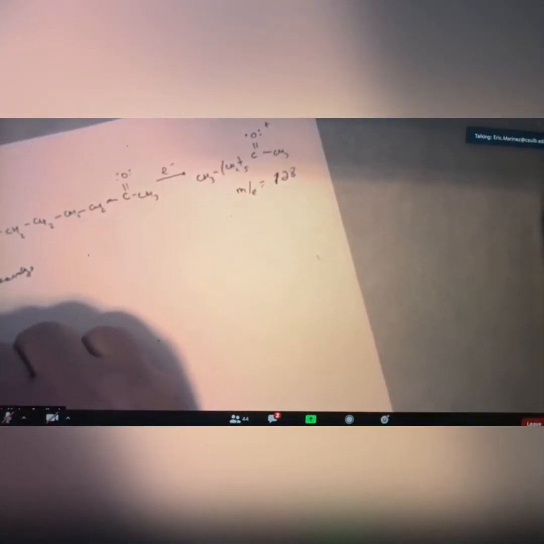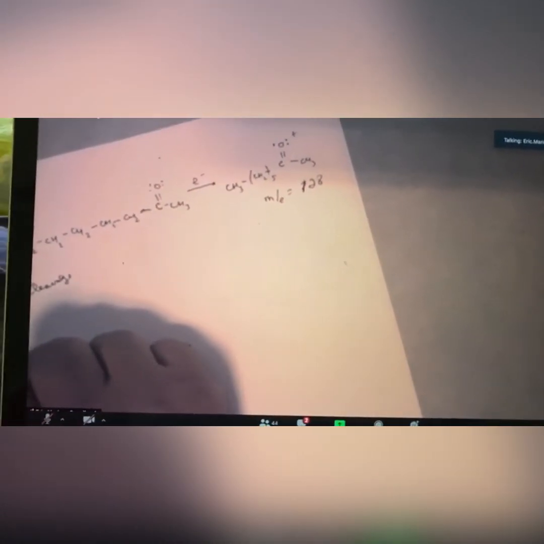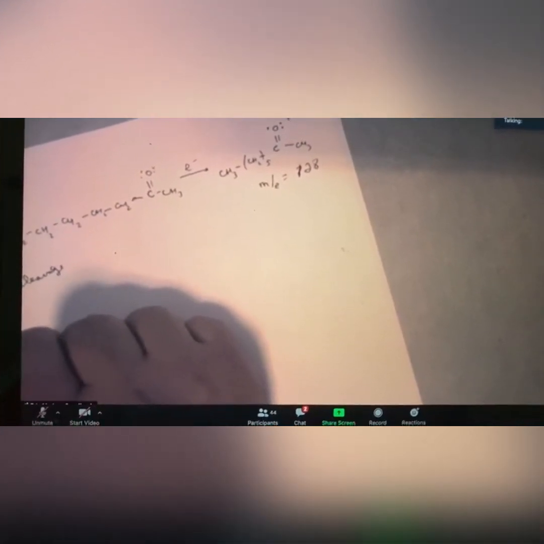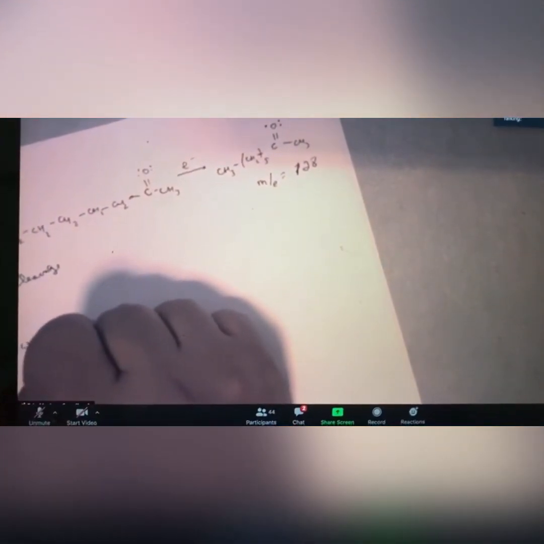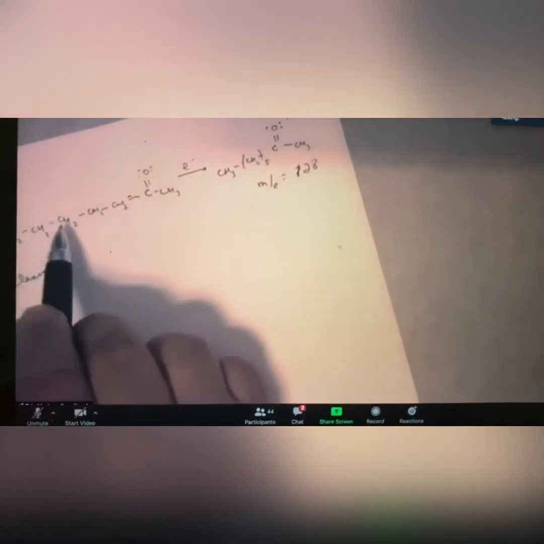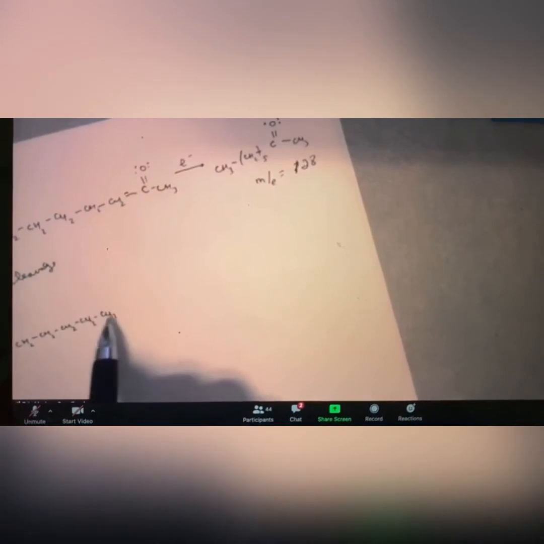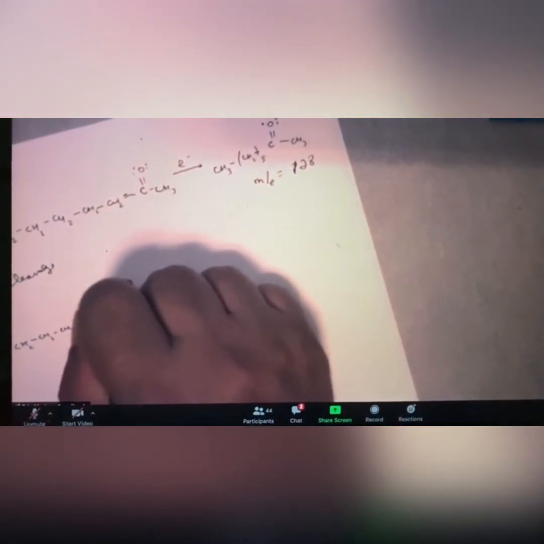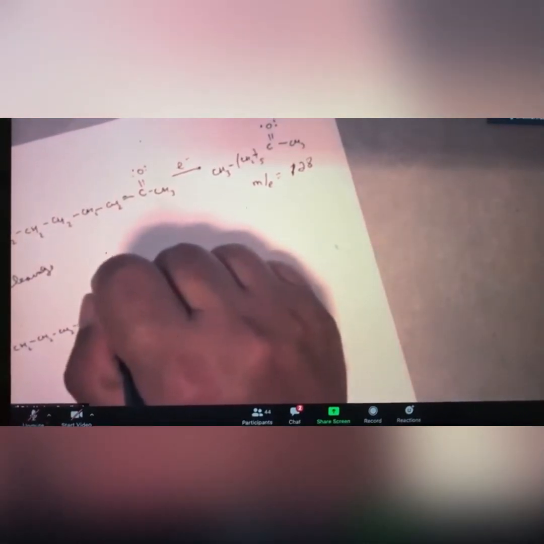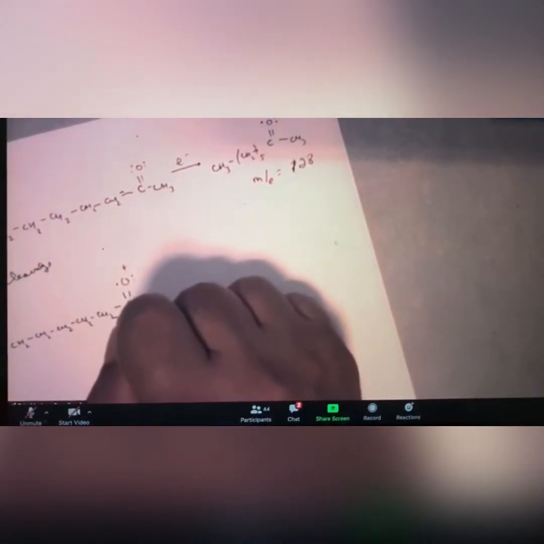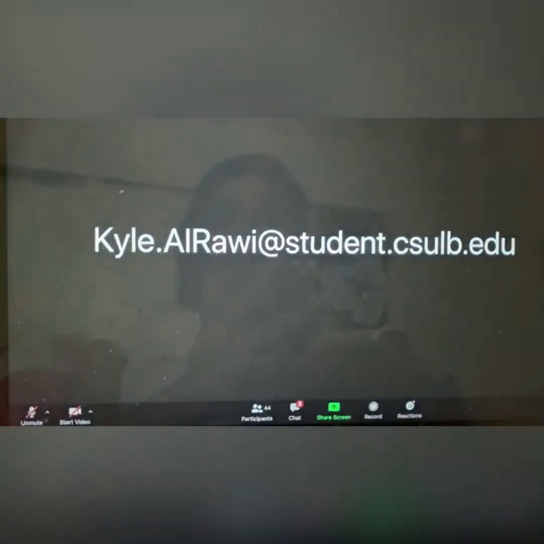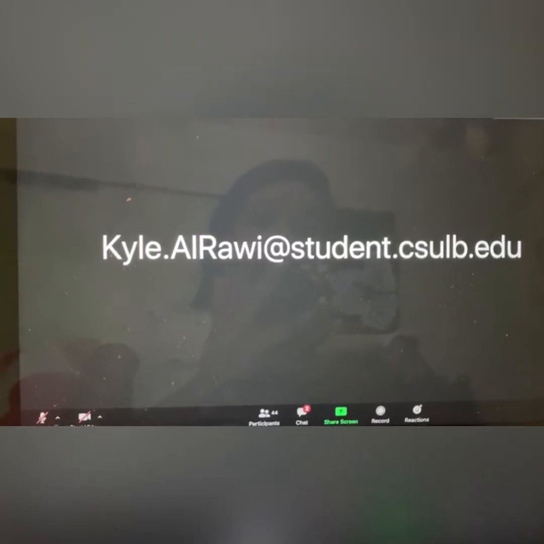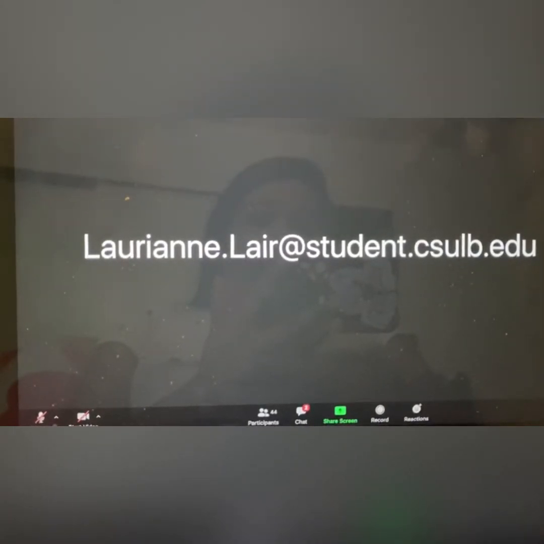And if I redraw it, one, two, three, four, five. I have this guy here, so I'm just showing my radical cation and the CH3 group. Okay. That's it. Up, please. Move the paper to the right. Yep, that's perfect. Thank you.